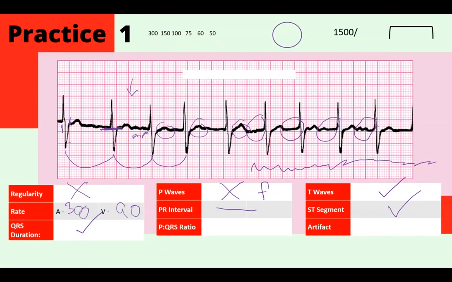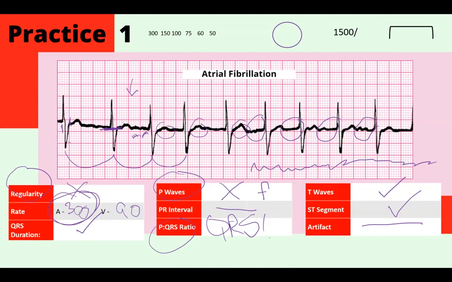What's my P to QRS ratio? Well, I said I don't have any P waves, so therefore I have too many QRSs. So QRS here is the excess, which is not normal. Do I have artifact? No, it looks pretty okay. So if I identify what I have abnormal, it's irregular, I don't have P waves, I have extra QRSs, my atrial rate is super fast. So if I put all of those different pieces together, I'm going to come up with a diagnosis of atrial fibrillation. Good?